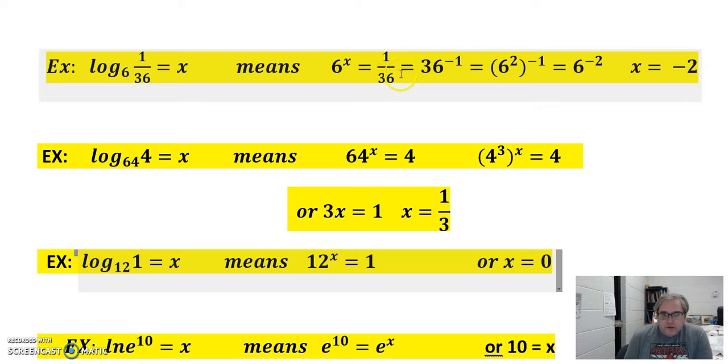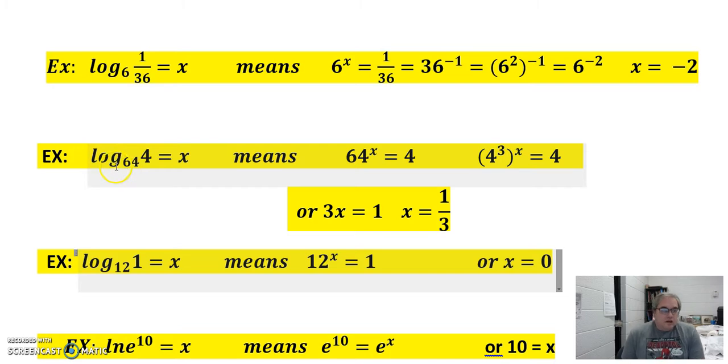Now, if I don't want to do it that way, I could work it like this. Just rewrite this with a negative exponent. Try to write 36 as something with a 6. So here's 6 squared. And working with properties of exponents, I can get the same answer.